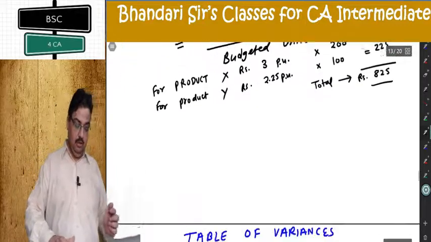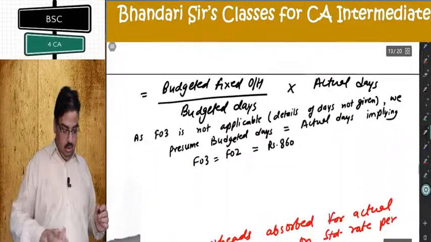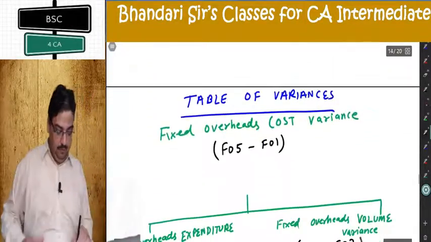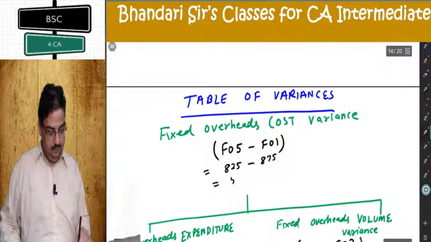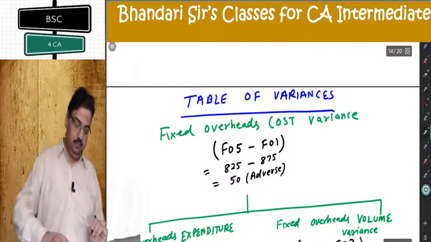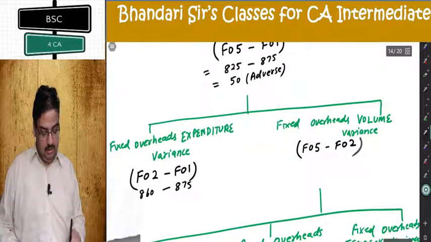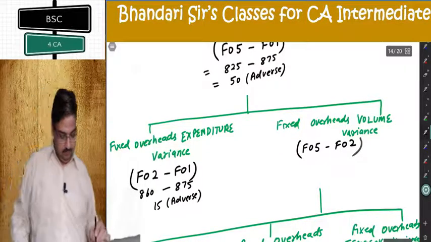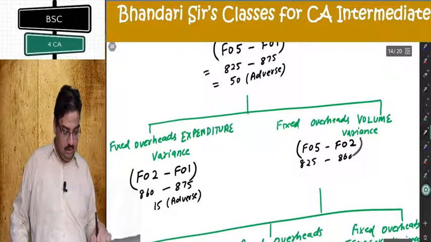We will reach from there the variances, table of variances. $825 minus $875, 50 adverse. Then 860 minus 875, 15 adverse. Then 825 minus 860, 35 adverse.